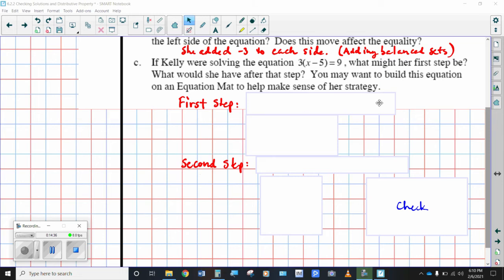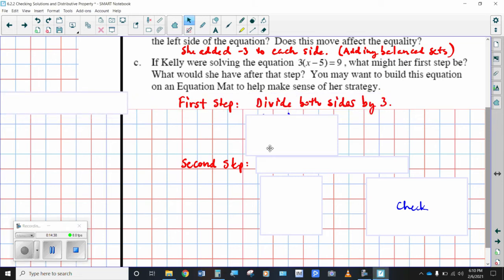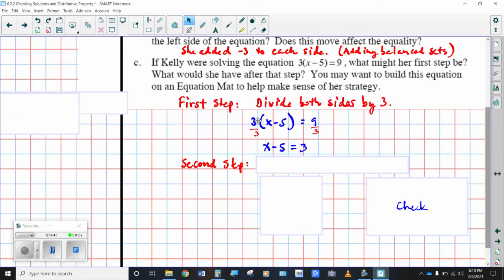All right, so I think Kelly would divide both sides by 3, so it would look like this. So we know 3 times something is equal to 9. That's 3 times 3, right? So that means that the x minus 5 must be equal to 3. Then the second step would be to add 5 to each side, and that would give you the answer of 8.